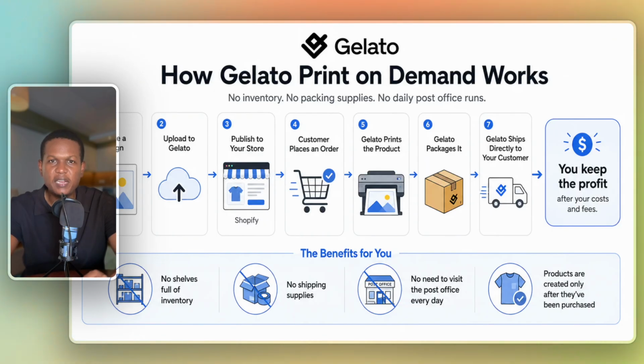Okay, before we start building anything, let me quickly explain how the business model works, as a lot of persons think that they need to buy the products first. Fortunately, that's not how print-on-demand works. Instead, your workflow looks like this. You create a design, upload it to Gelato, publish the product to Shopify, a customer places an order, Gelato prints the product, Gelato packages it, Gelato ships it directly to your customer. You keep the profit after your costs and fees.